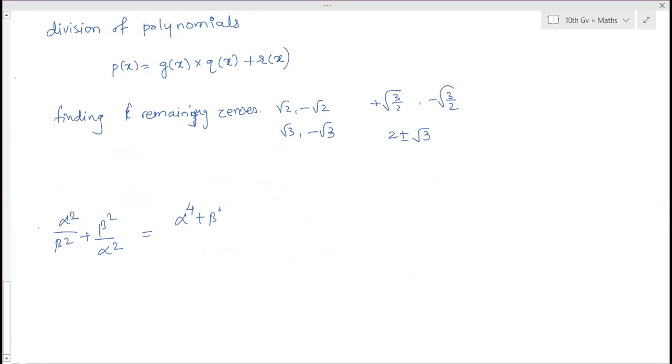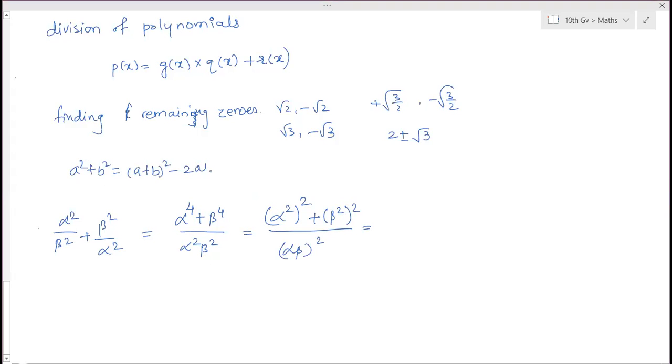Alpha to the power 4 plus beta to the power 4 by alpha square beta square. Now this is in the form of fourth power. So can you write it like alpha square whole square plus beta square whole square? Yes, ma'am. Then the denominator will be alpha beta whole square. Now here, a square plus b square, what is the identity? a square plus b square is equal to a plus b the whole square minus 2ab. So use it here.